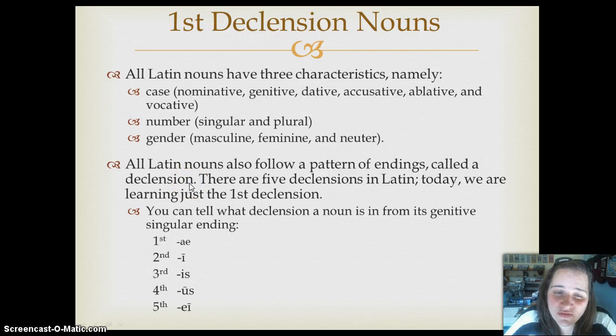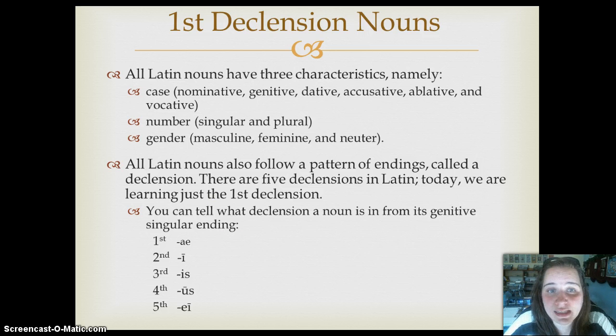So Latin nouns follow a pattern of endings called a declension. There are 5 declensions in Latin. You will be learning all of them this year, but today we're only reviewing the first declension. Now, you can tell what declension a noun is in based on the ending in the genitive singular.